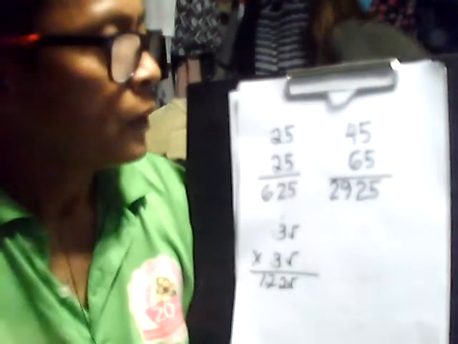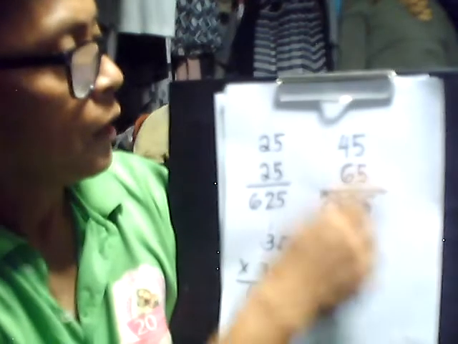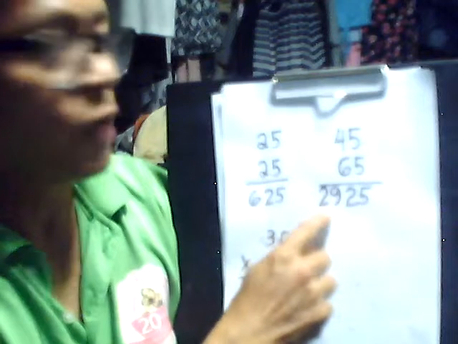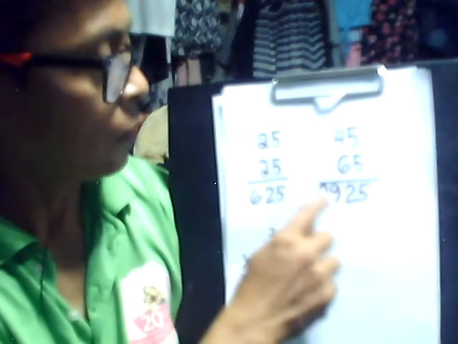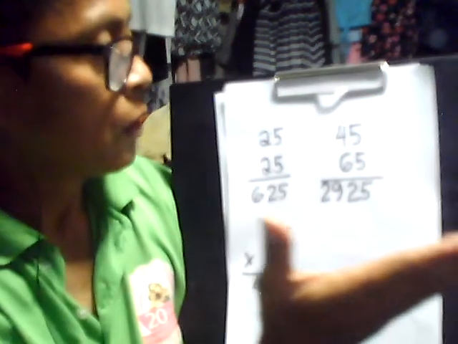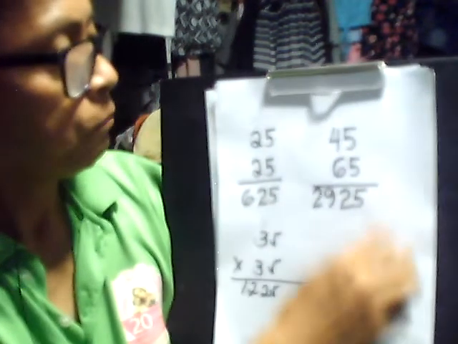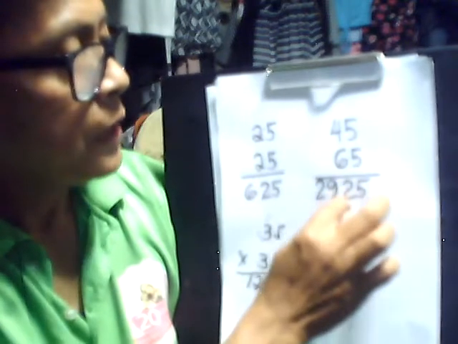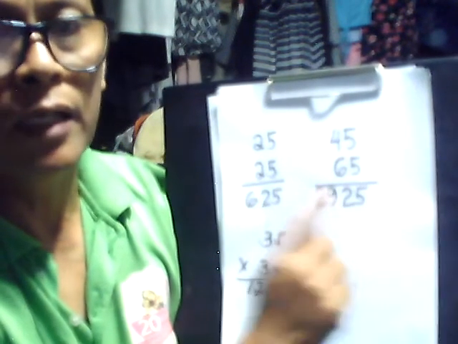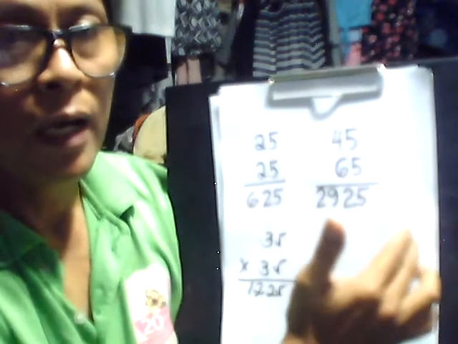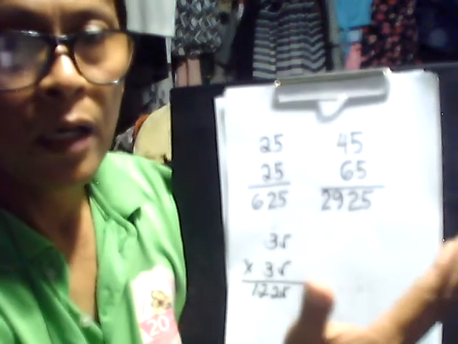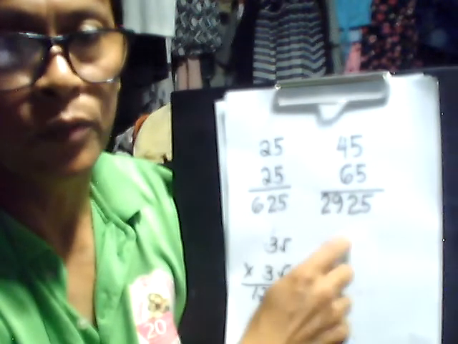Okay, so let's take another example, the second one. 45 times 65. So the answer is 2,925. Sorry. Okay, so how do I get that? I placed 25 here. So why did I automatically put 25 and not 75? As I've said earlier, it's either 25 or 75. How did I know that I'm going to place 25 here?